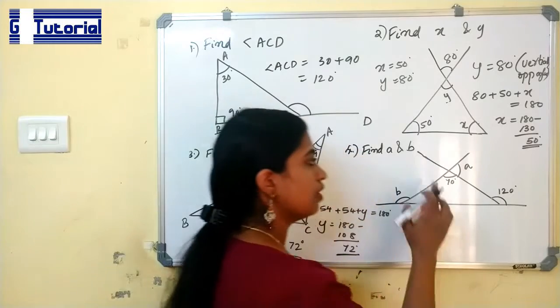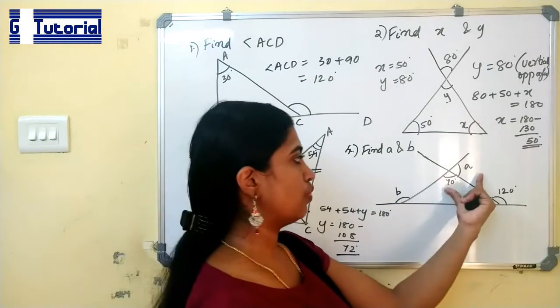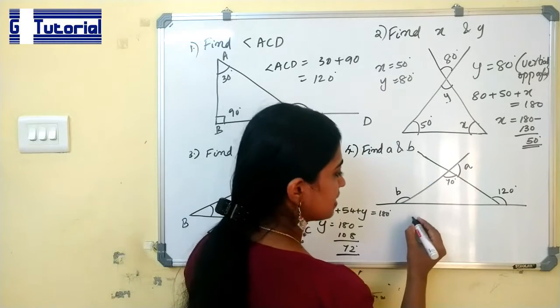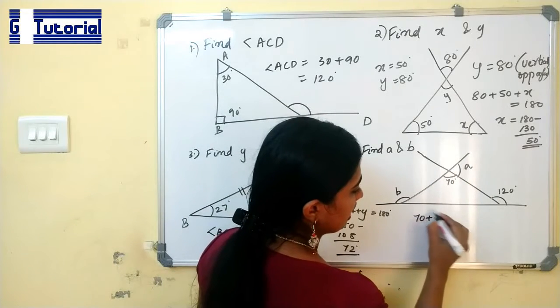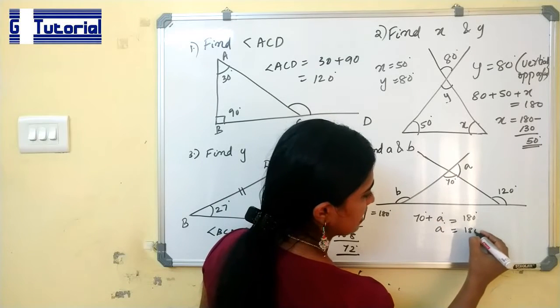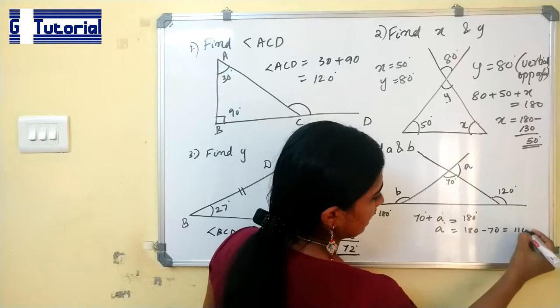So, using that property, I am going to solve for the value of A. This total angle is 180 degrees. That is 70 degrees plus A degrees is equal to 180 degrees. So, the value of A is 180 minus 70, which is 110 degrees.